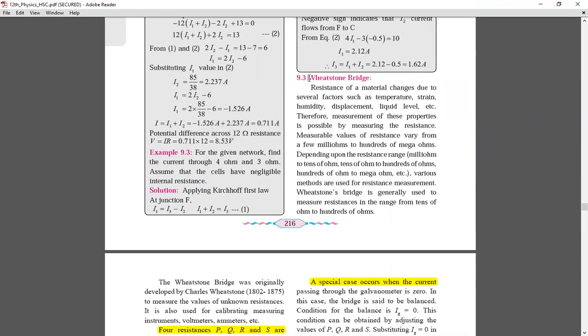Let's start with the new topic, the Wheatstone Bridge. After this, we have to learn the meter bridge. All these applications require the use of Kirchhoff's laws.